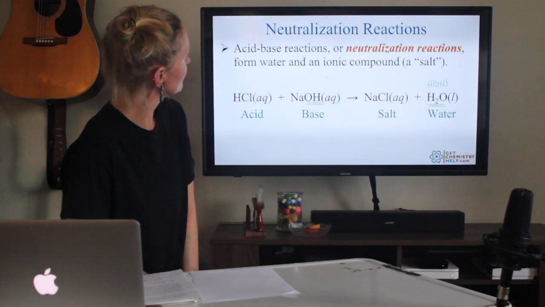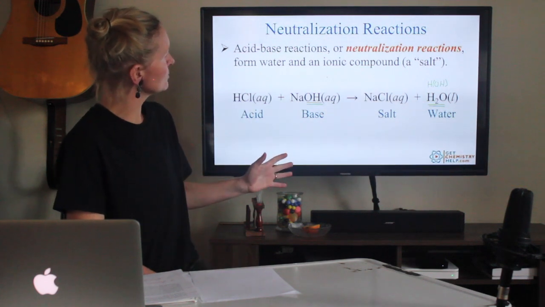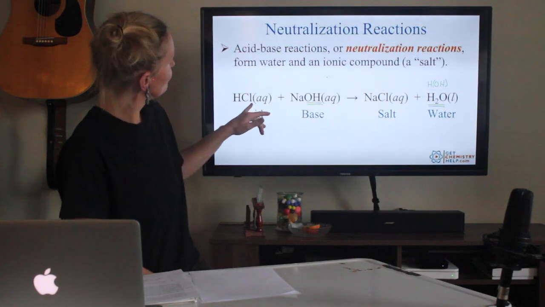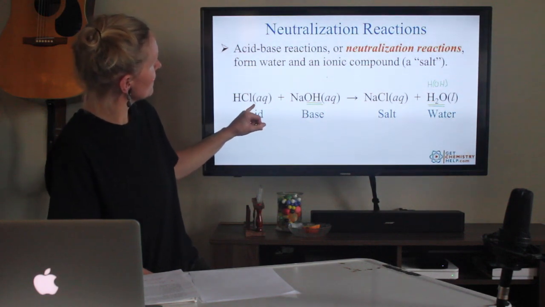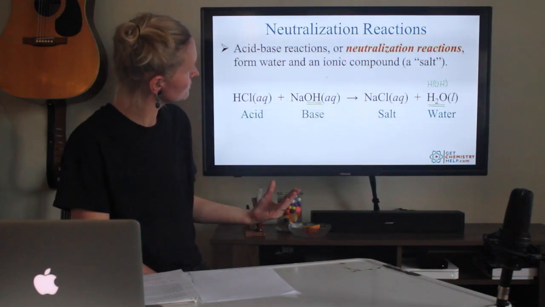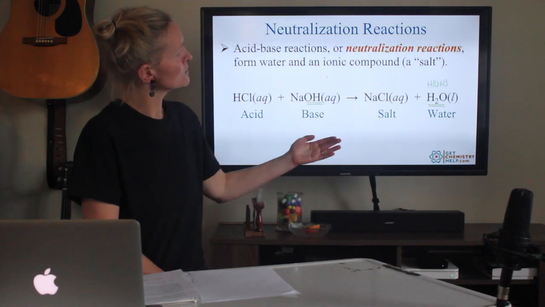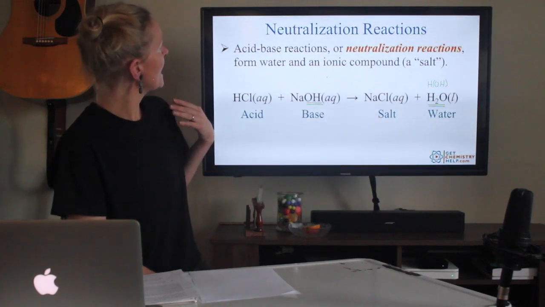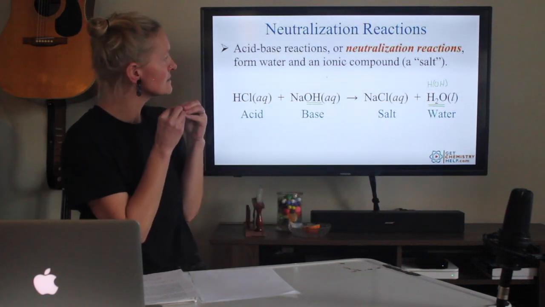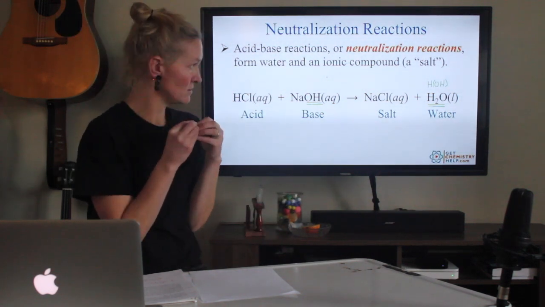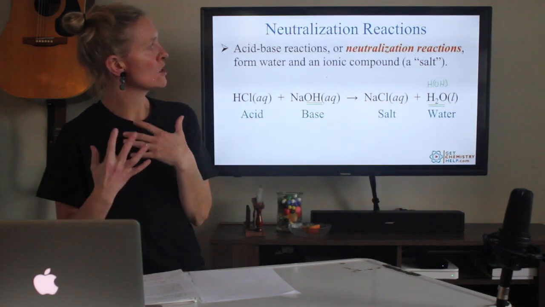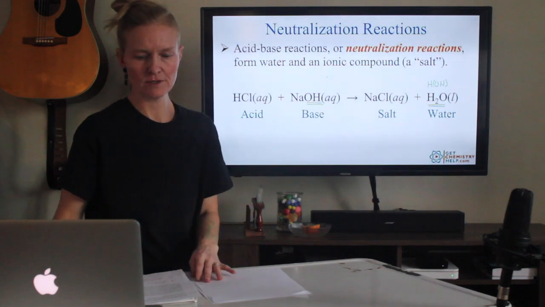And here's another example of what's called a neutralization reaction. We have the acid and the base, and they're both in solution with water, which is why we have the A and the Q here in brackets, because it's an aqueous solution. And they react to form a salt and water. So when acids and bases react together, that's a neutralization reaction. They are acting on each other to neutralize each other. And they will form water and another ionic compound, which is called a salt.